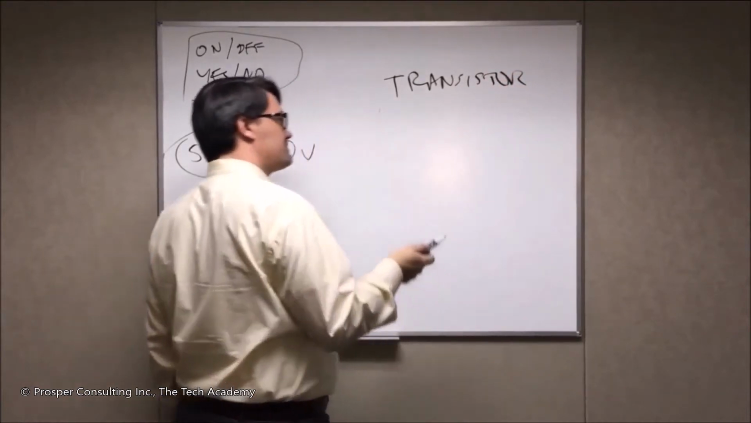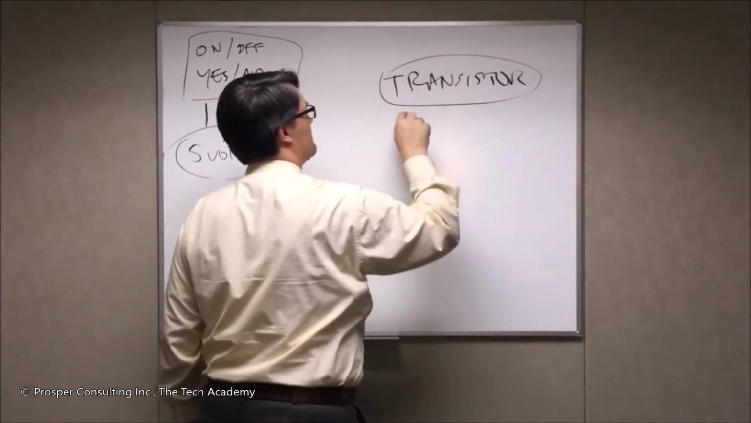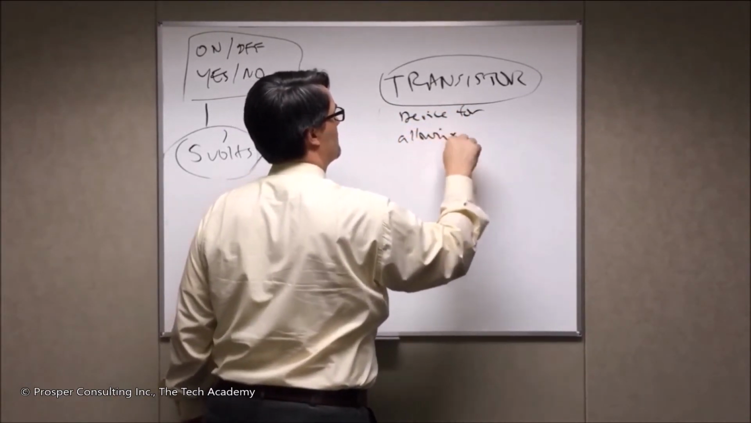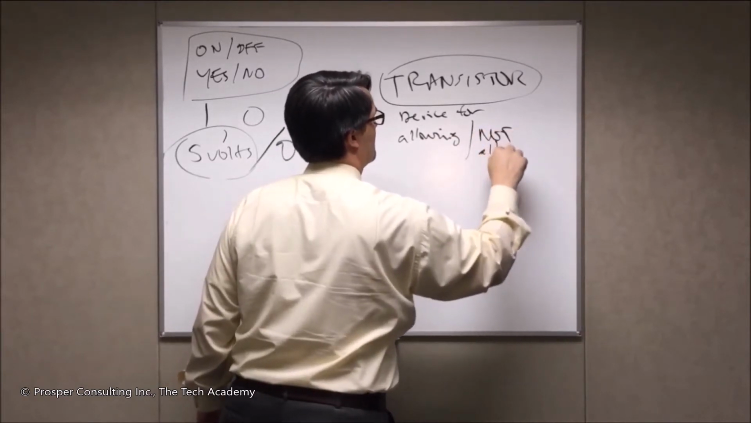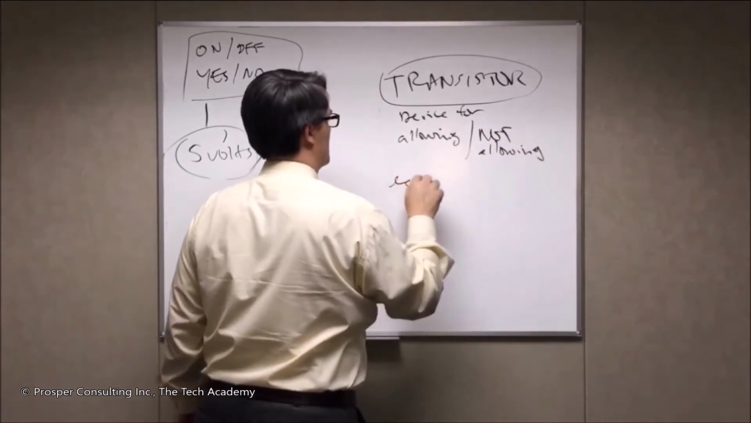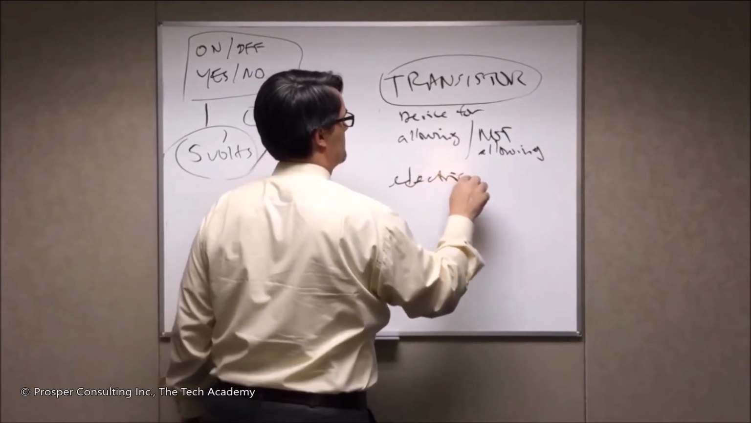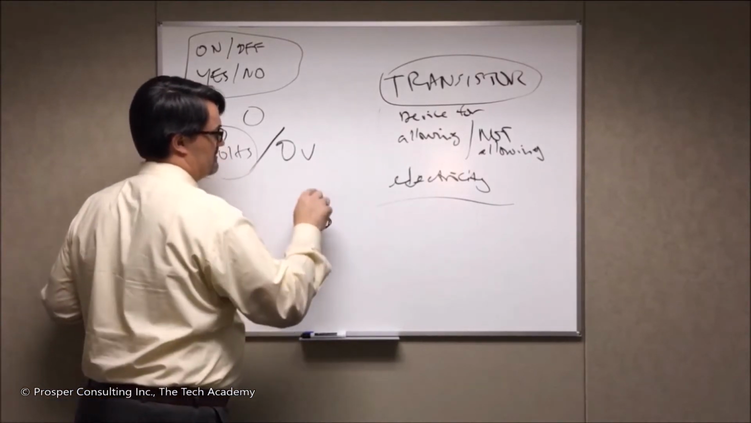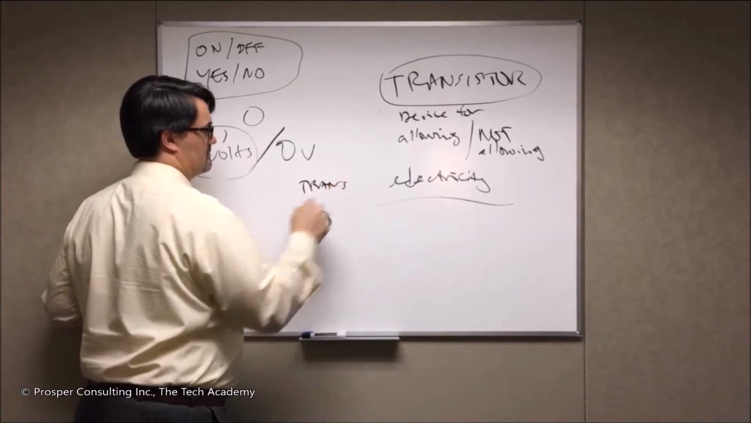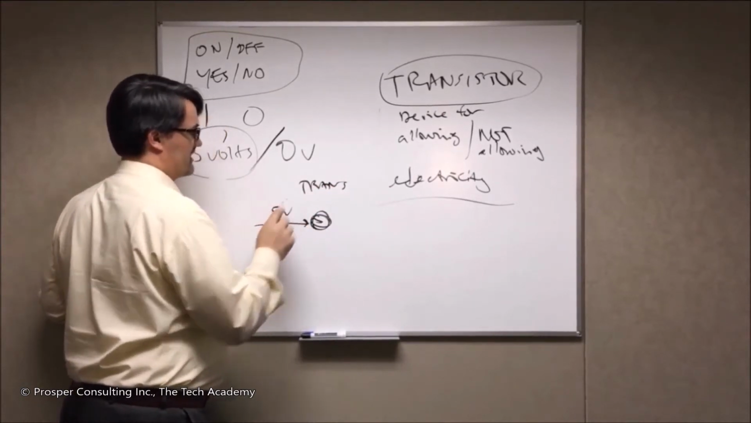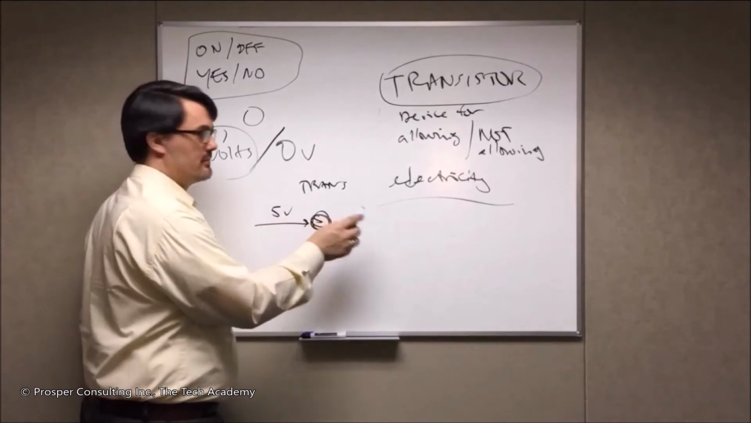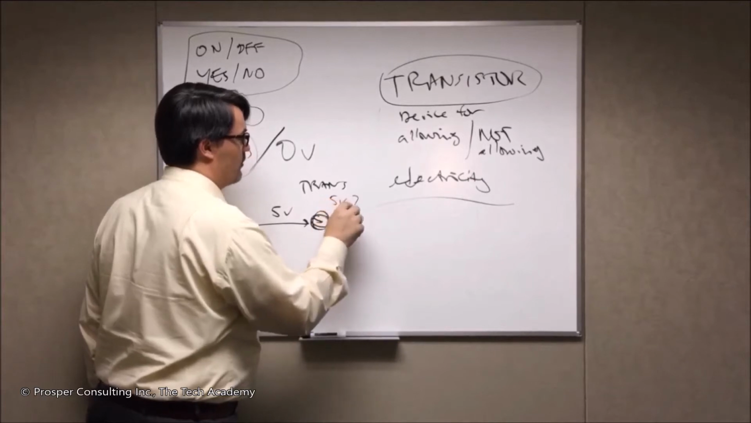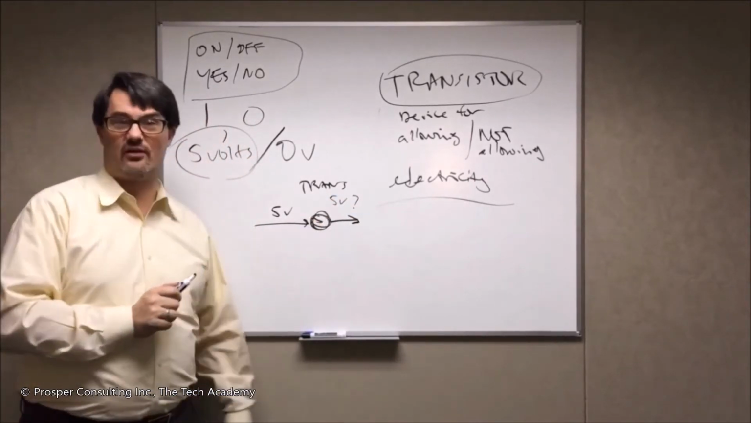A transistor is a special device for allowing or not allowing electricity to flow. How does it do that? Well, let's say you have this little device called a transistor, and it's got 5 volts of electricity coming in one side on a wire, and it's got a wire coming out the other side. You're looking to find out, can I or can I not get 5 volts there? And you can base a lot of decisions on that.